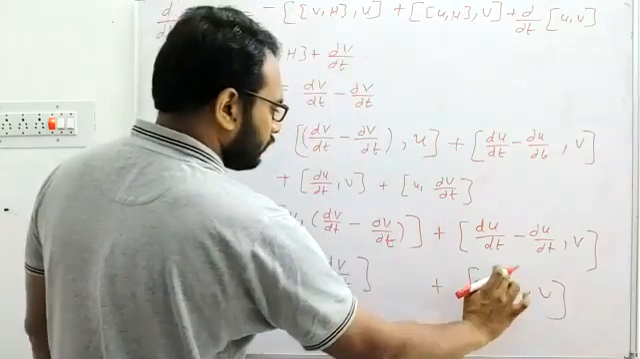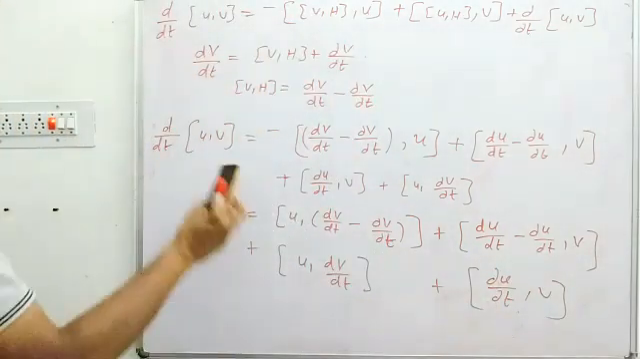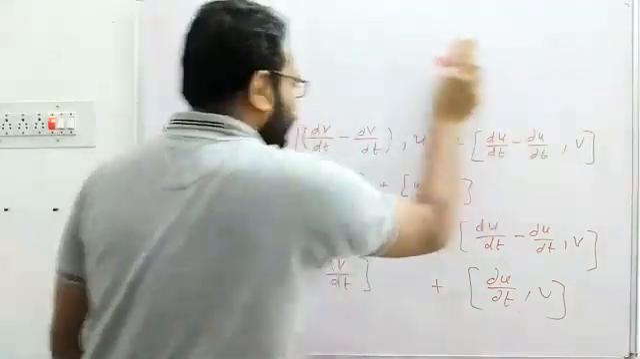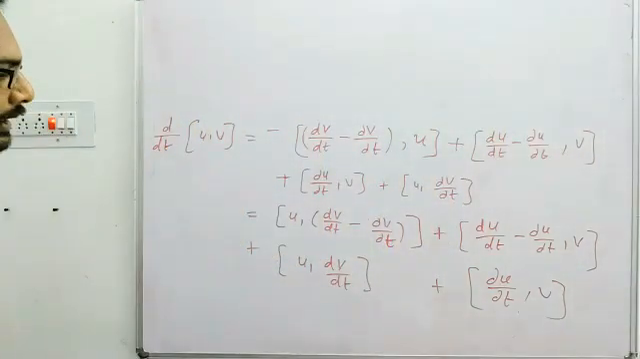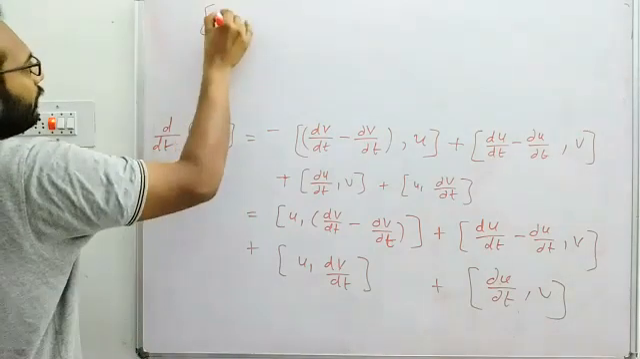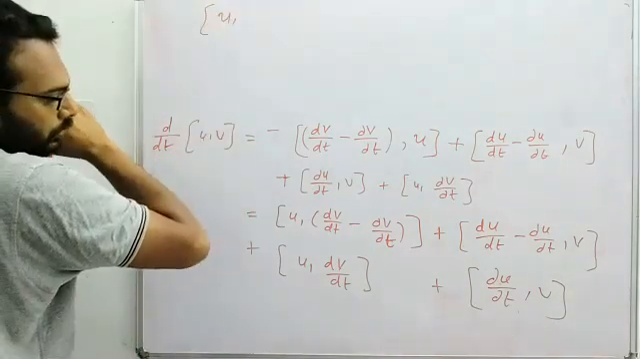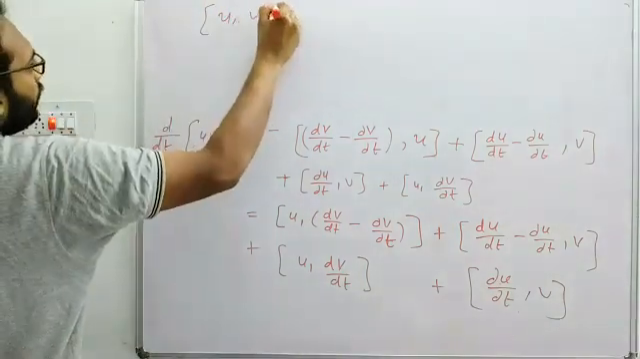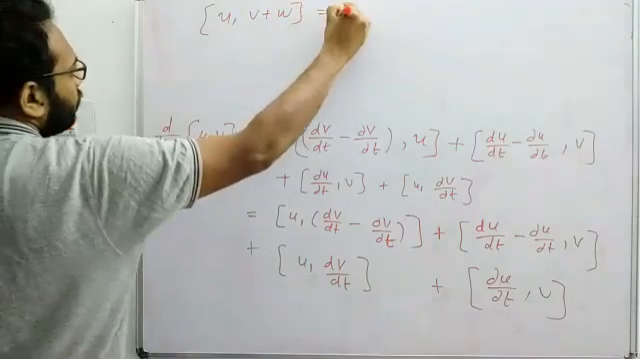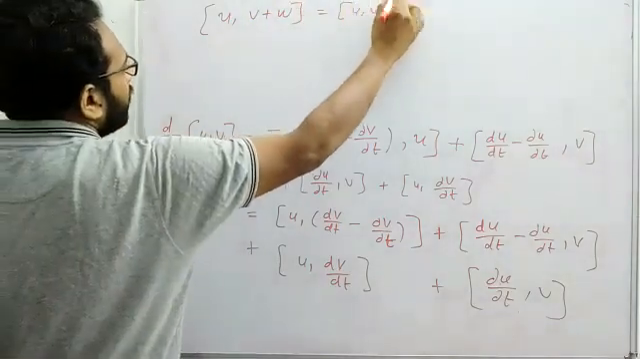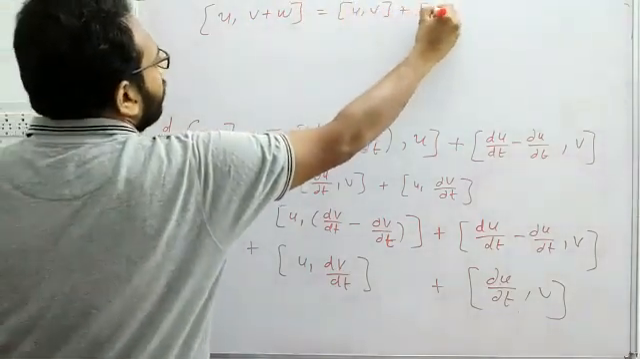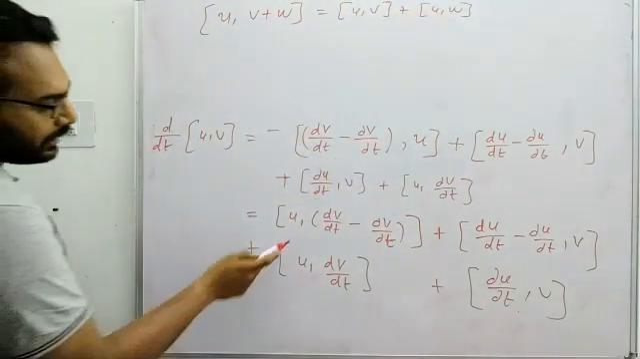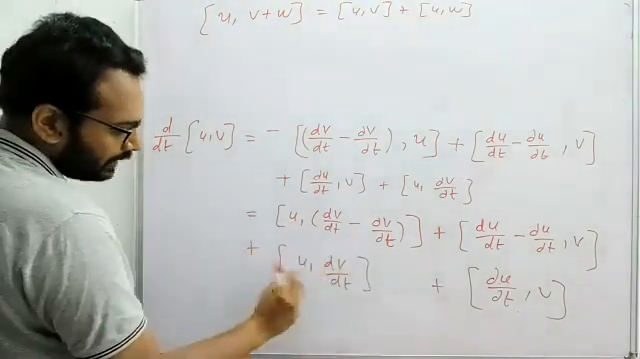All right, now it's a matter of just combining these terms. We have already seen this particular property. We are using many properties of the Poisson brackets. We have seen that if you have u comma v plus w, this is equal to u comma v plus u comma w. We said that it follows a distributive law, right? So here you see that this is u comma something plus u comma something else.